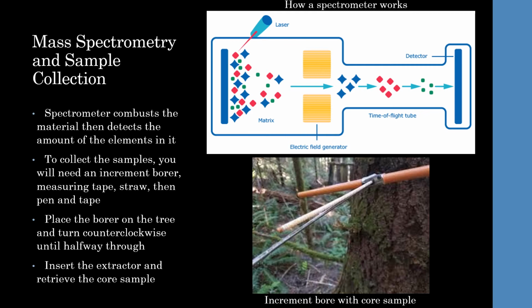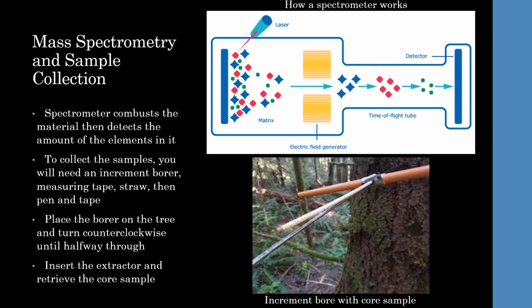To obtain the sample, we're going to need a couple materials. We need a straw to store the samples in, a measuring tape, an increment borer, then a pen and tape to label the samples. When you find the tree you want to take a sample of, you must first find the diameter of the tree using the measuring tape.